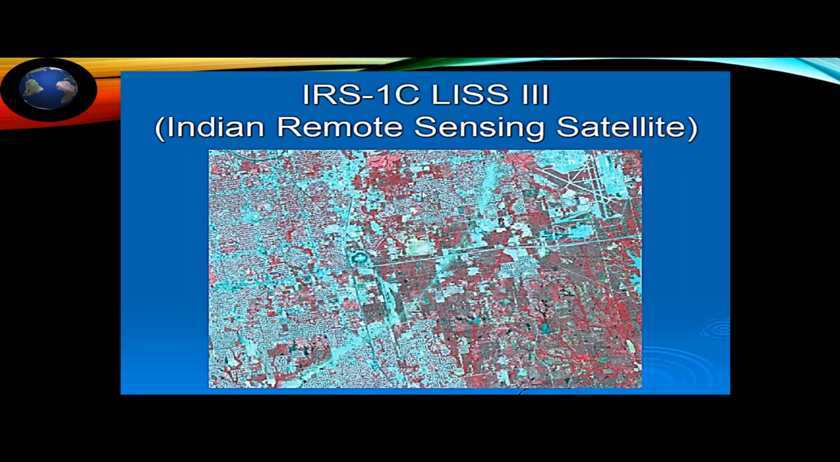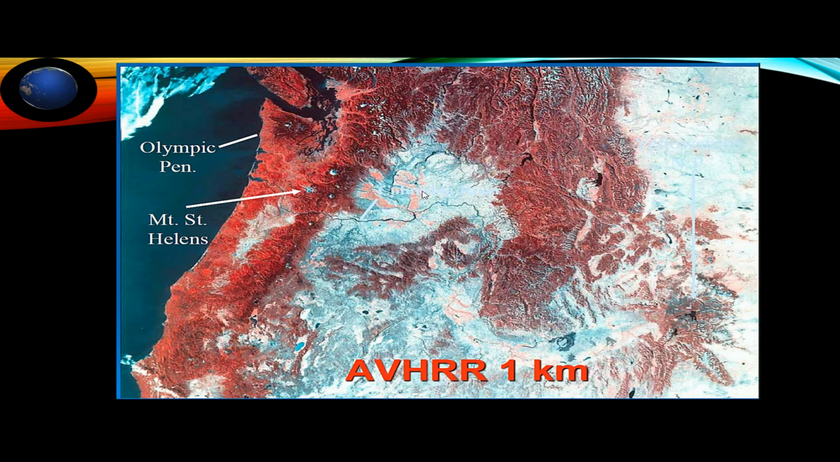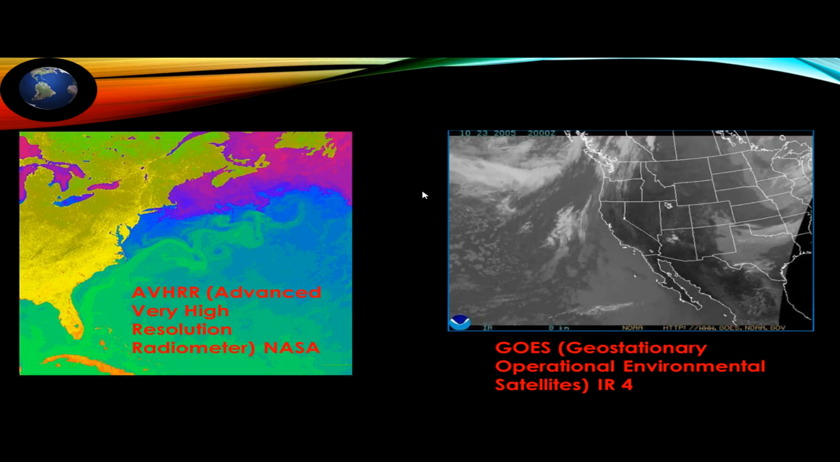So, what I was talking about, this AVHRR is the advanced very high resolution radiometer of 1 kilometer resolution. The same St. Helens, the Columbia River, Olympic Peninsula. You can see here how nicely it is showing. This is a false color composite. As I showed you, the red colors show all the vegetation features, and this light blue color shows the urbanized structure. This is the advanced very high resolution radiometer NASA imagery.